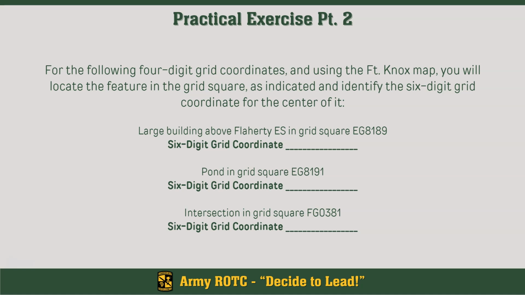And lastly, you're going to look for that intersection in grid square Foxtrot Golf 0381, excuse me. When you find that, you're going to bring that down at that intersection, plot it again, and find 03 blank, 81 blank. So again, if you have that stuff, go ahead and pause the video here. If you don't, go find a cadre member and get this practice in.